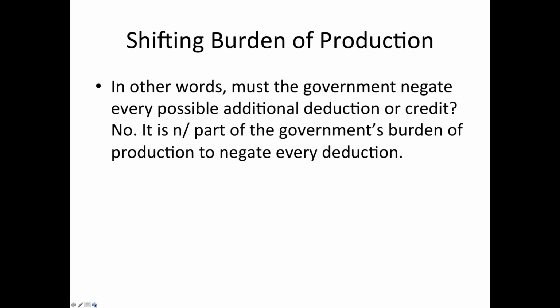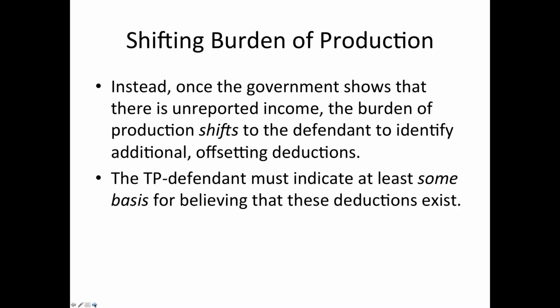And so, as I mentioned, the government doesn't have to negate every possible deduction or credit. It's not part of their burden of production to do this. Instead, once the government shows that there is unreported gross income, the burden of production shifts. And this is what I was getting at earlier about the shifting burden of production. This is where it would shift to the defendant to identify additional offsetting deductions. In this case, the defendant must indicate at least some basis for believing that these deductions exist.